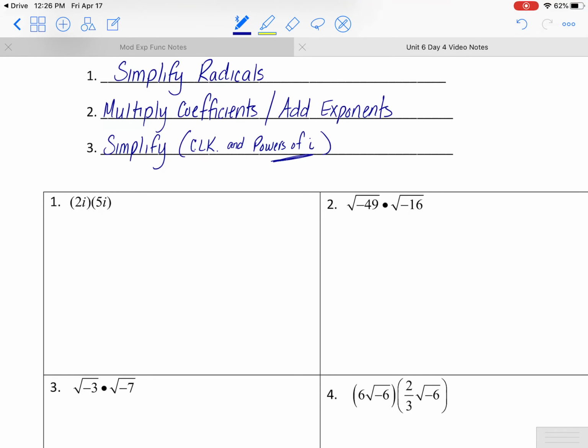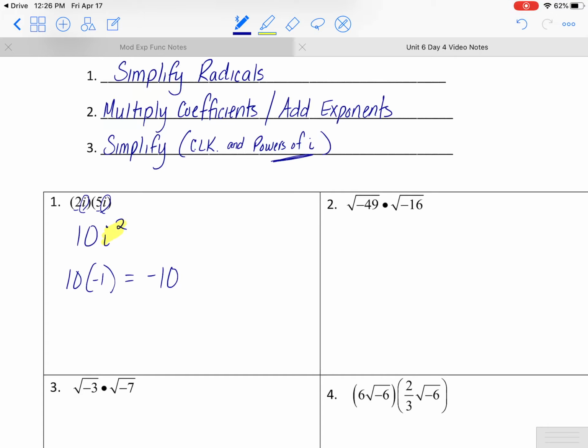All right, if I look at example number 1, 2i times 5i, well, that's really 10, because 2 times 5 is 10. And when you multiply your i's, it means you're adding your exponents. So it becomes i squared. To simplify, I know that i squared is really the same thing as -1. So it's 10 times -1. So my final answer is -10.